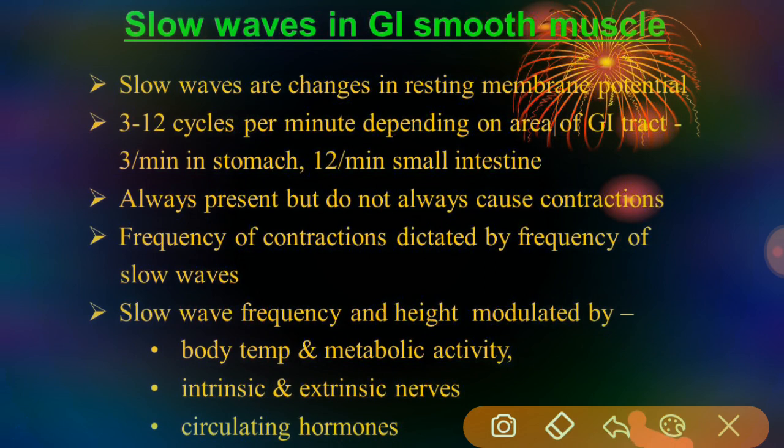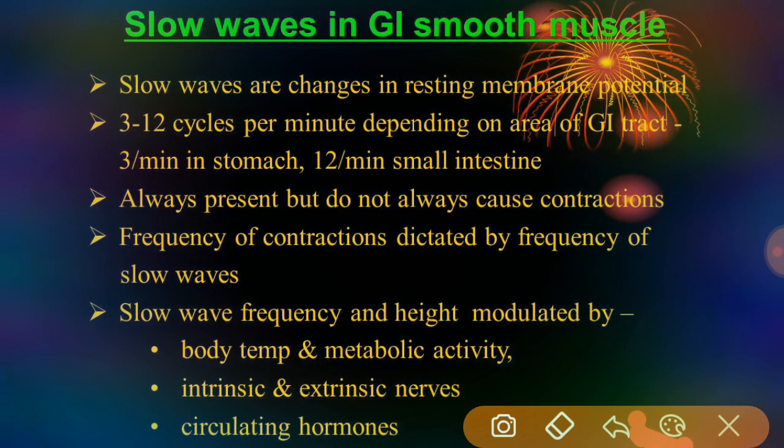So, depending upon the area of the GI tract, the timing differs, but the normal slow wave cycle in the GI smooth muscle is 3 to 12 cycles per minute, with 3 in the stomach and 12 in the small intestine.